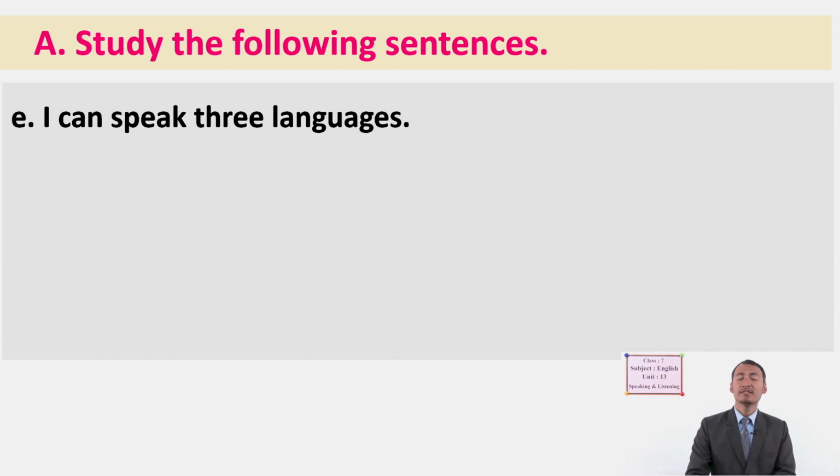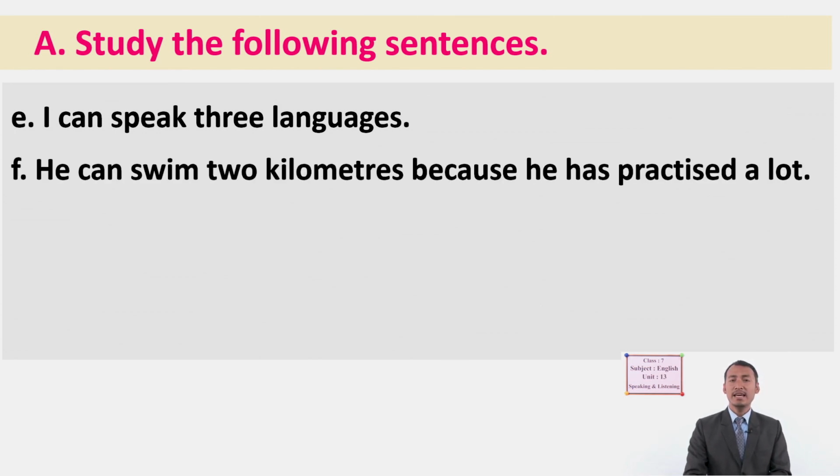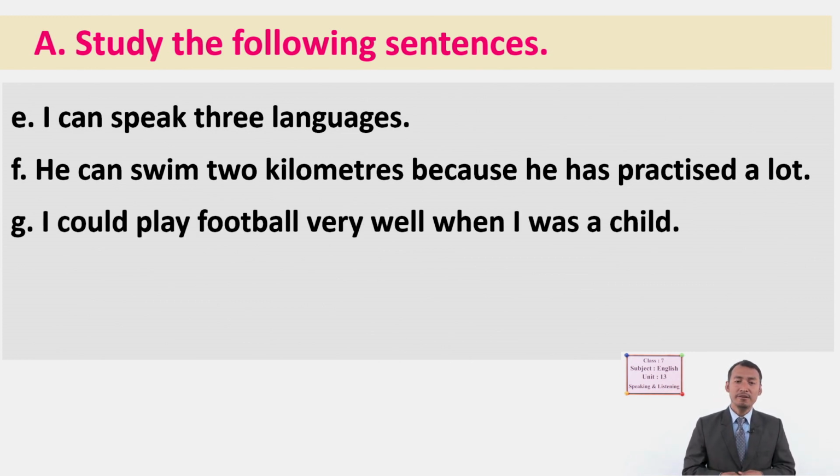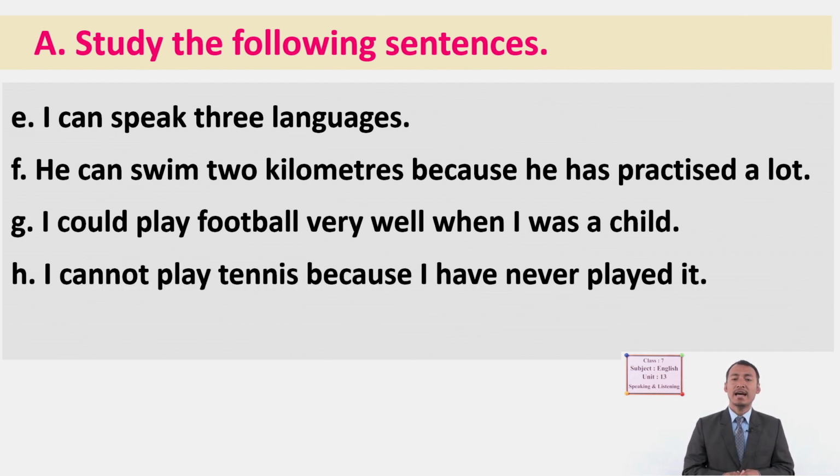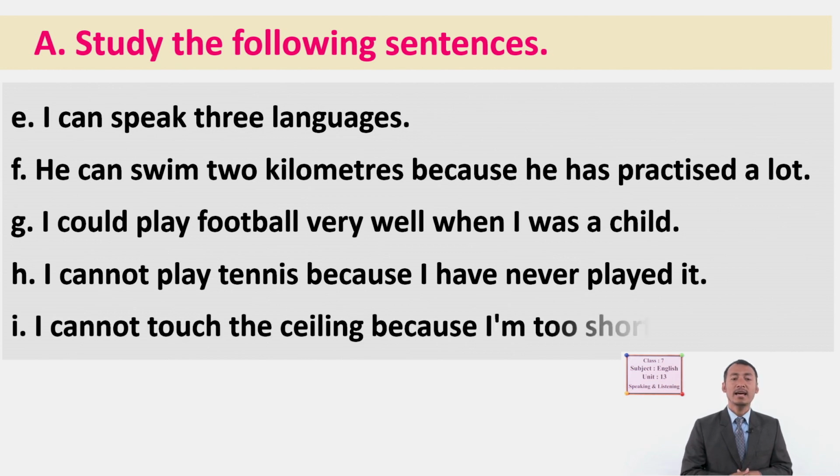I can speak 3 languages. He can swim 2 kilometers because he has practiced a lot. I could play football very well when I was a child. I cannot play tennis because I have never played it. I cannot touch the ceiling because I am too short. Here, look, "I can speak 3 languages" means you have the ability to use 3 languages for communication.